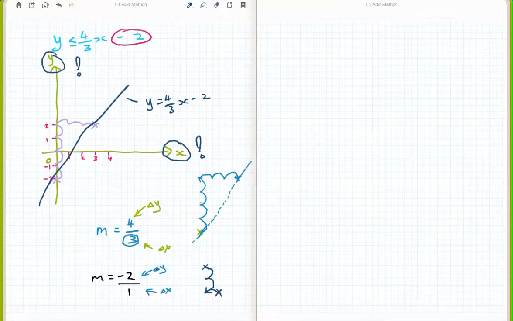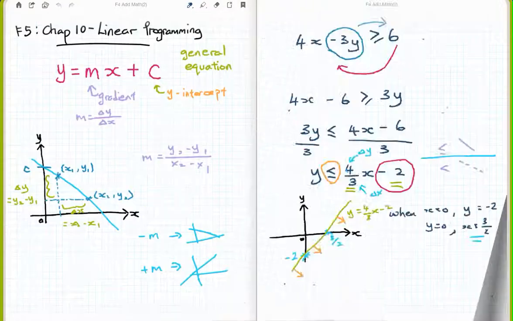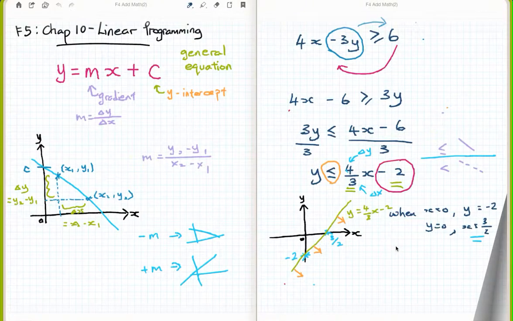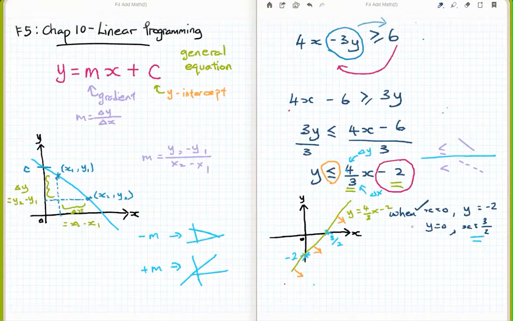Also, if you're given a graph paper, you use this method. Otherwise, I would always recommend my students to use the substitution method. You substitute: when x is 0, what is y, and when y is 0, what is x, to find these two coordinates for sketching a graph.